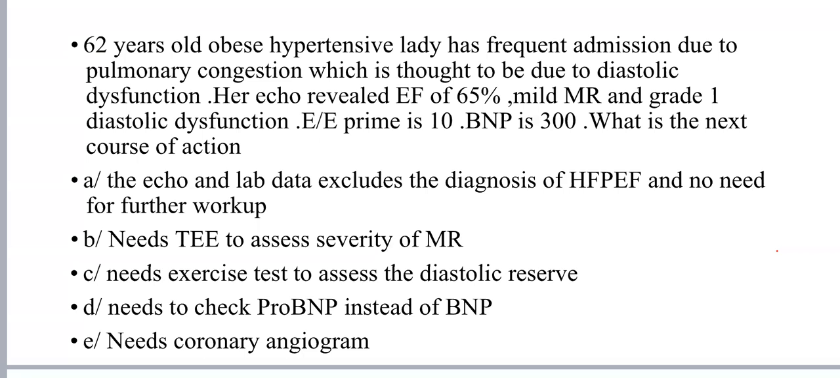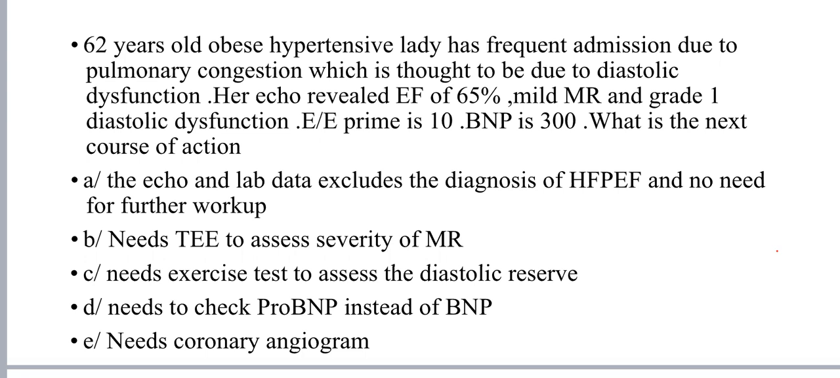Need TEE to assess severity of MR. Needs exercise test to assess the diastolic reserve. Need to check pro-BNP instead of BNP. Needs coronary angiogram. I will go with C. C, exactly. Starting from 2016, the guidelines have stressed the utility of the exercise diastolic stress test. So if you have a strong clinical suspicion of HFpEF, you cannot rule it out by normal transthoracic echo, and you have to go for exercise echo.